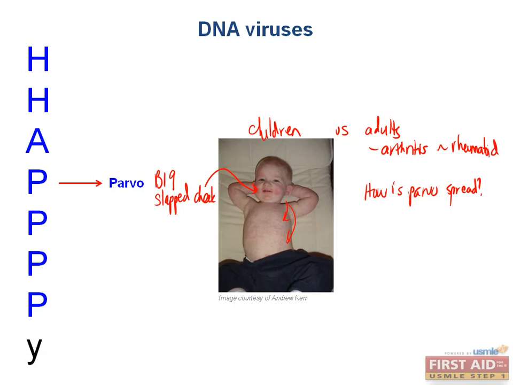So I've written another question here for you. How is parvo spread? Although it is transmitted through the respiratory route, it replicates in erythroblasts in the bone marrow. This is important because it causes 2 relevant hematologic complications. So one is in patients with sickle cell disease, where it can cause aplastic crises, also known as reticulocytopenia, aka a low number of reticulocytes.